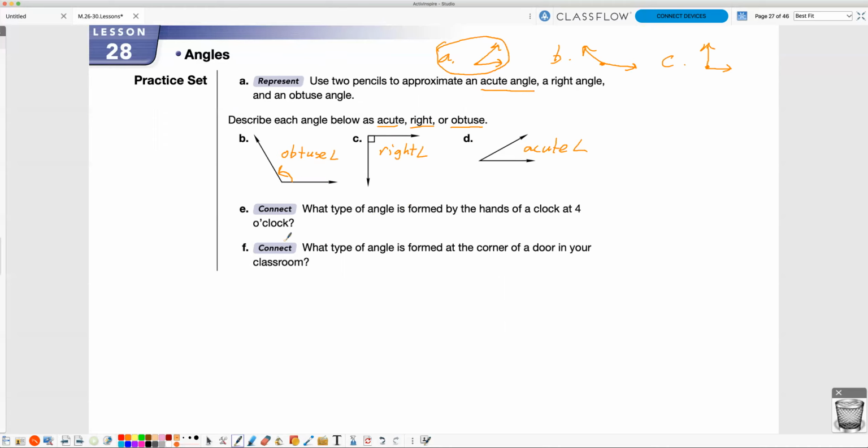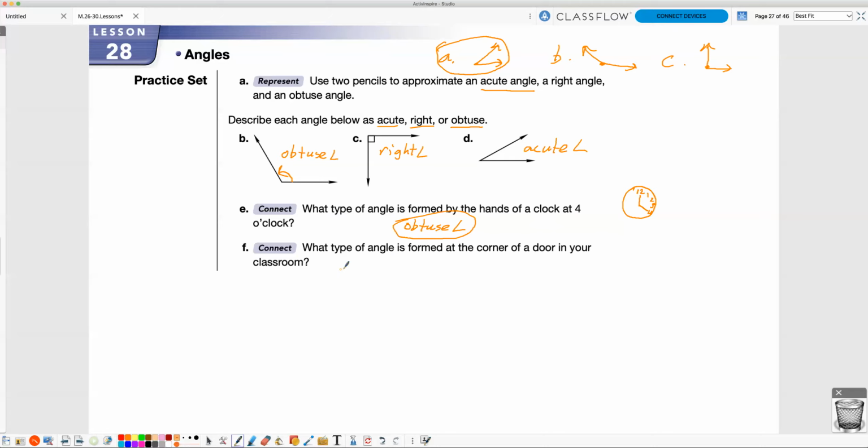Letter E, what type of angle is formed by the hands of a clock at 4 o'clock? So if you look at a clock and you've got 12, 1, 2, 3, 4, that's all we'd really need, because if you've got the hands of a clock pointing like that, what type of angle is formed when it's 4 o'clock? All right, if you would have named obtuse, you would have been correct. An obtuse angle is the type of angle that's formed because it's greater than 90.